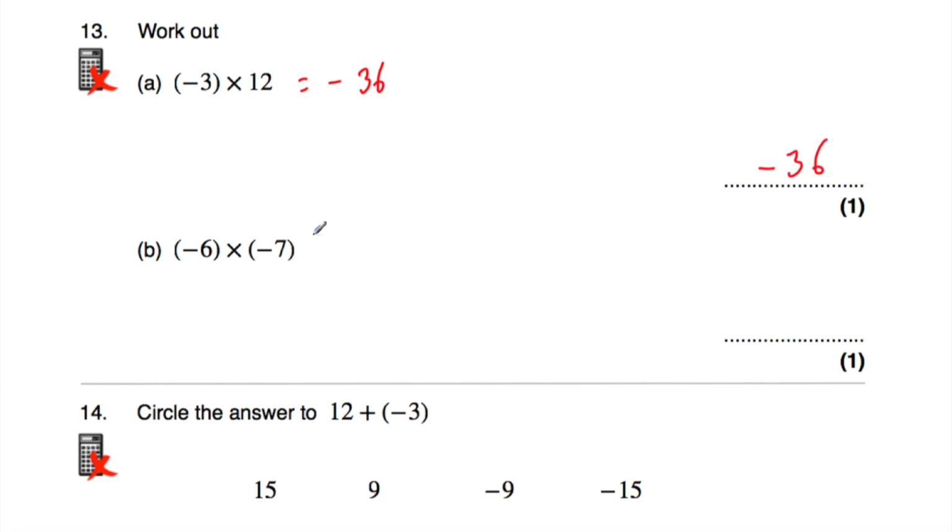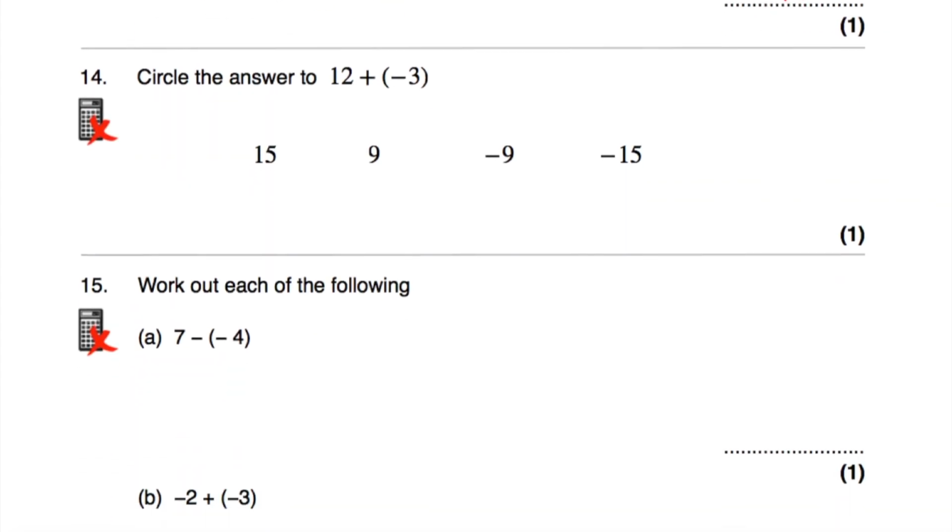And part B says to work out negative 6 multiplied by negative 7. Well, negative times a negative is a positive, and 6 times 7 is 42. So the answer would just be 42. Okay, question number 14. Question number 14 says to circle the answer to 12 plus negative 3.